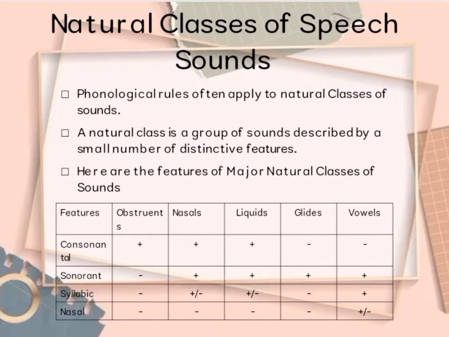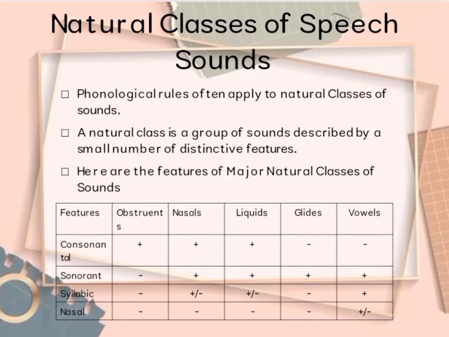Natural classes of speech sounds. Phonological rules often apply to natural classes of sounds. A phonological rule is a formal way of expressing a systematic phonological or morphophonological process or diachronic sound change in language. Also, phonological rules are commonly used in generative phonology as notation to capture sound-related operations and computations the human brain performs when producing or comprehending spoken language. They may use phonetic notation or distinctive features or both.